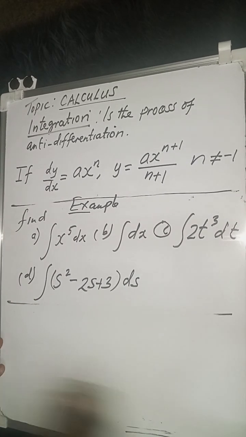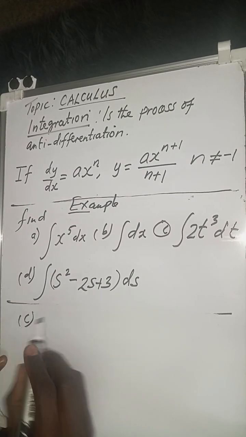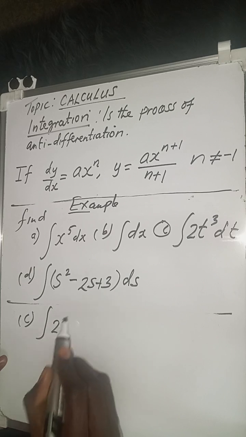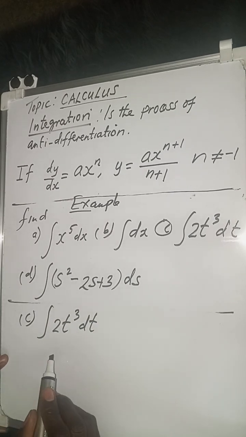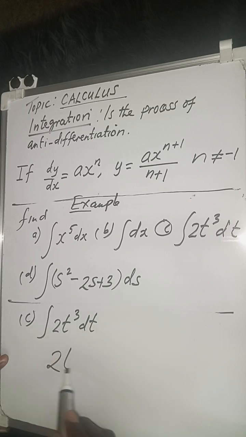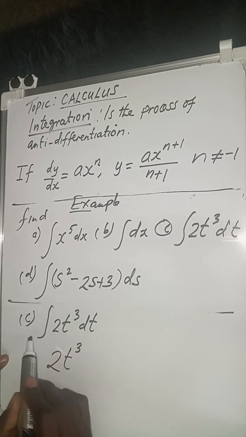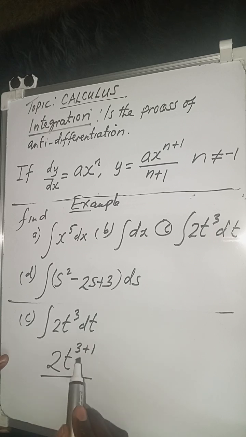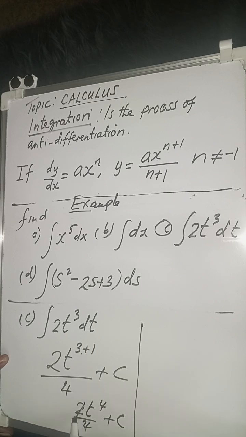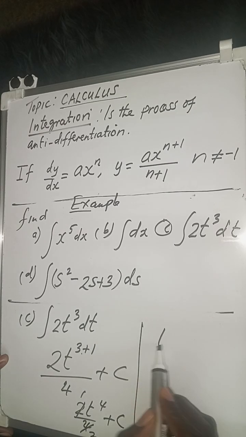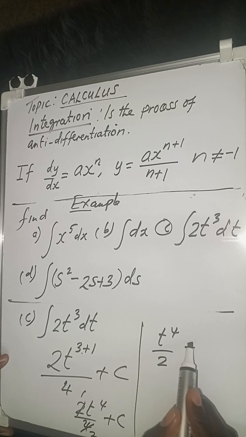Okay, what about this one? What does that mean? Integrate 2t raised to the power 3 with respect to dt. So what you do, please, the moment you start adding plus 1, eliminate the symbol. Plus 1 over the new power, 3 plus 1, which is 4, plus the arbitrary constant. So you can notice it will be 2t raised to the power 4 divided by 4 plus c. If I look at this one, 2 there, 1, 2 there is a 2. So it will be t to the power 4 over 2 plus c.